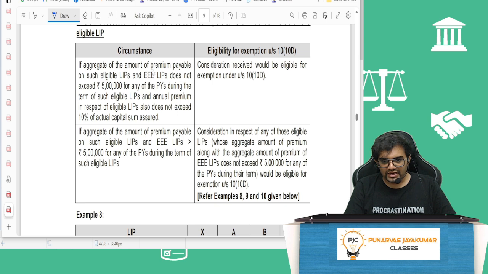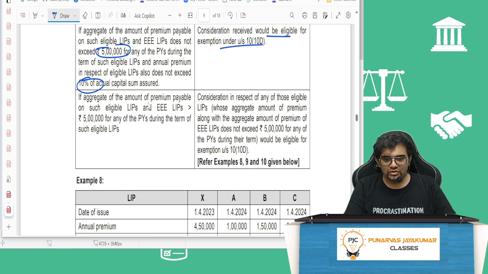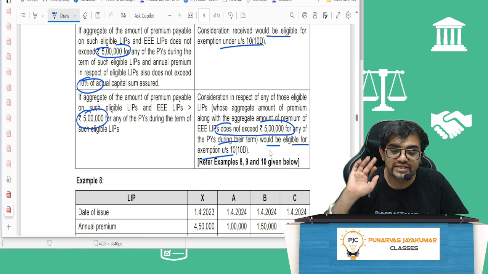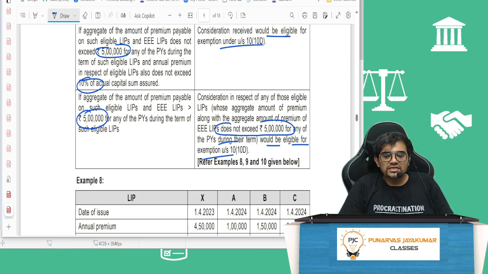Consideration, if your aggregate consideration, aggregate of the amount premium received does not exceed 5 lakh, annual premium does not exceed 10%, then it will be eligible. The aggregate amount of premium payable of such eligible LIP and ELIP is more than 5 lakh, then if it does not exceed 5 lakh for any of the eligible years, it will be eligible. Same like before, guys. Again, see examples, you'll understand. Don't worry. Let's see the examples. See the examples, you'll have absolutely no doubt. Here.